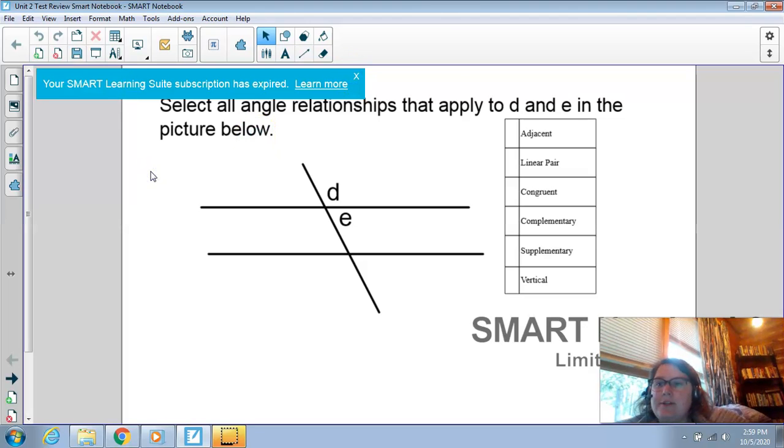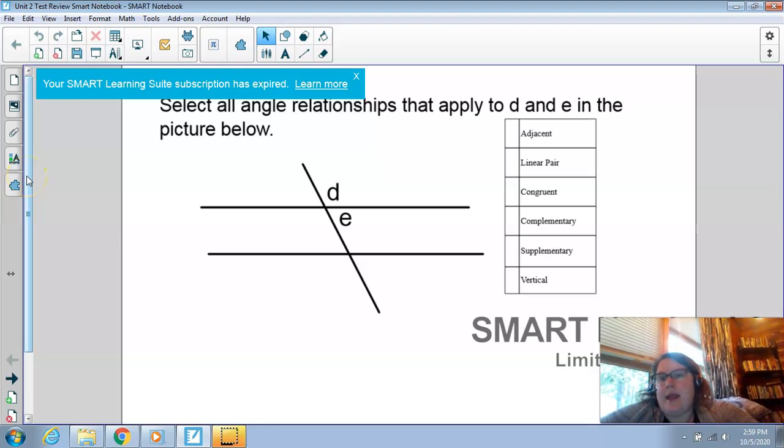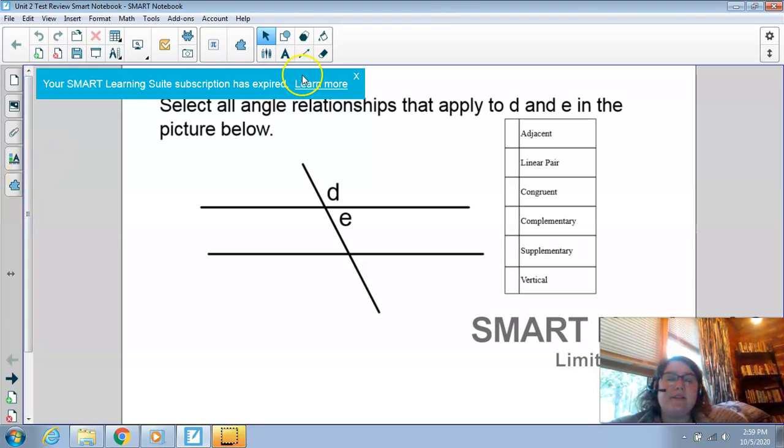This is the Unit 2 test review. We went over it in class, but I am making this video so that you can reference the different problems in case you have any questions on how we solve them. The first question on here says select all angle relationships that apply to D and E in the picture below.